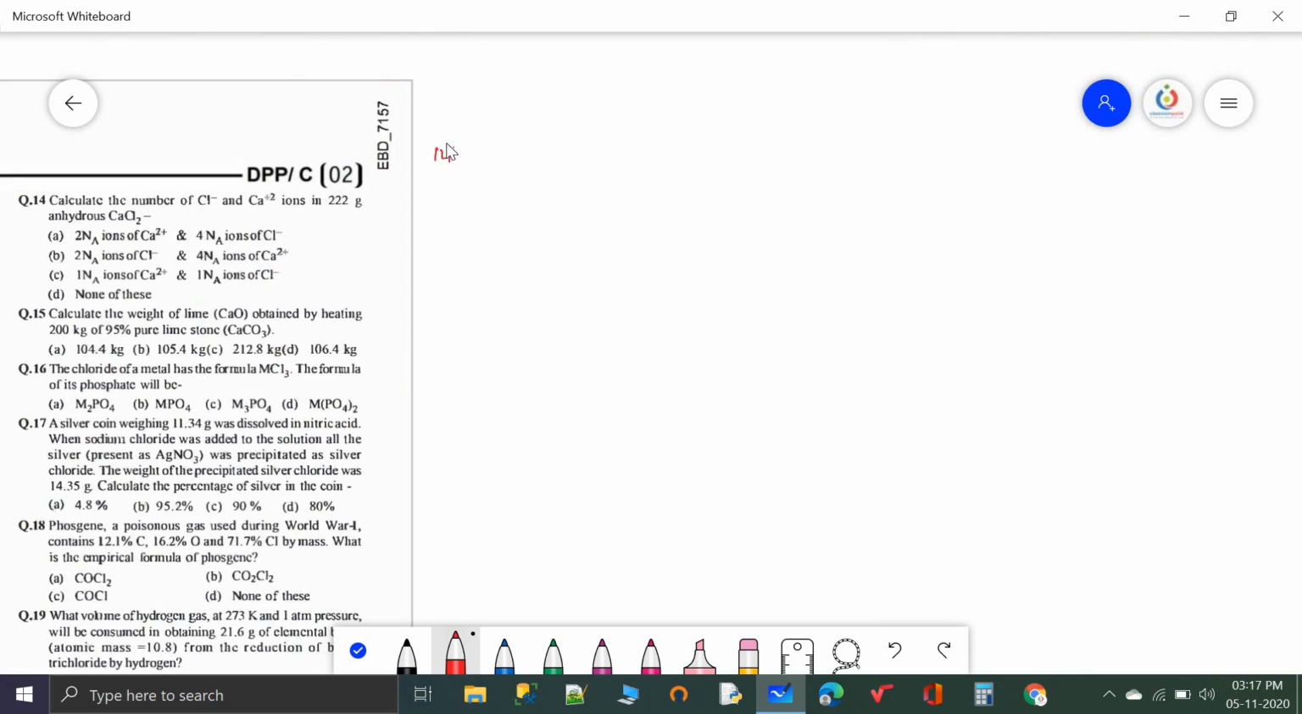Let's try to solve question number 14 here. Calculate the number of Cl minus and Ca plus 2 ions in 222 grams of anhydrous CaCl2. First of all, let's try to write down the molecular weight of CaCl2. Molecular weight of CaCl2 is equal to 111 grams per mole. But given mass is 222 grams. So let's find the number of moles of CaCl2. Number of moles of CaCl2 equals given mass by molecular mass, 222 grams divided by 111 grams per mole.